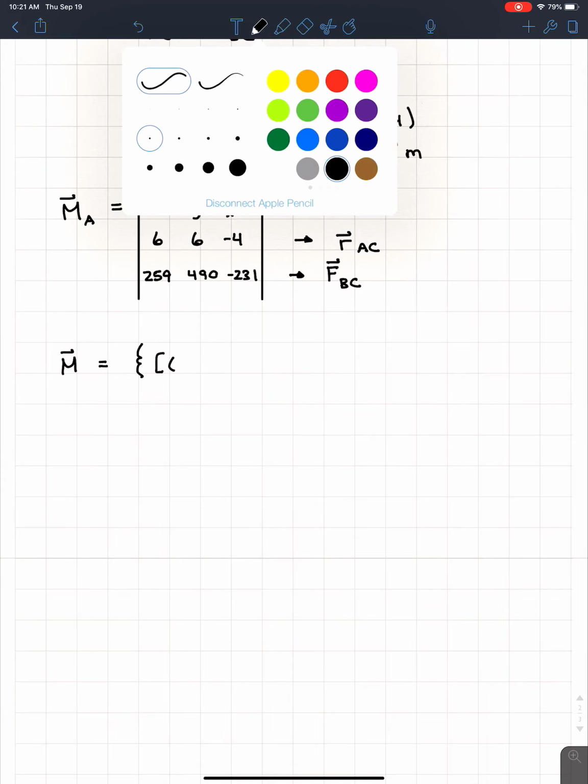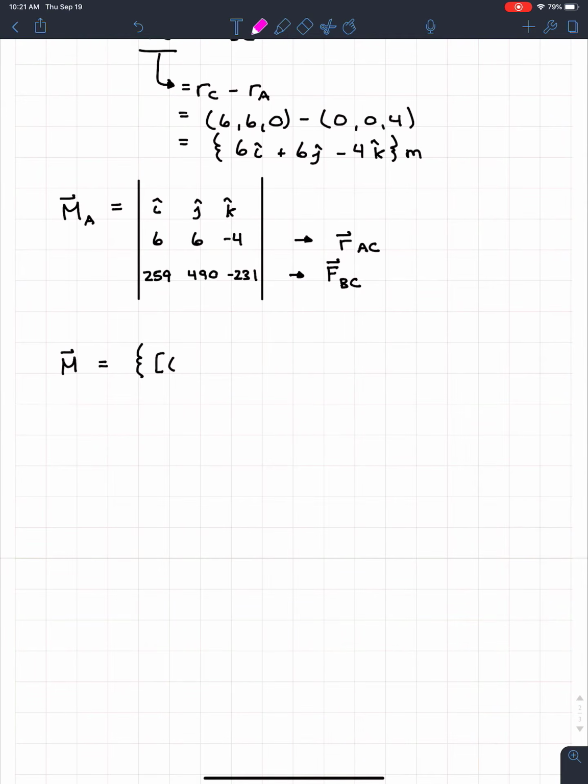So remember, when I'm figuring out these components, the first thing I do is find the component I want. So in this case, it's going to be i. I'm just going to cross out everything in that column. And then what I'm going to do is I'm going to make that fish. So I'm going to go 6 and negative 231, subtract negative 4 and 490. So right here, I went 6 and the negative 231, and then that's subtracted by the other 2. So negative 4 and 490. And the bracket, and that's my component in the i direction.